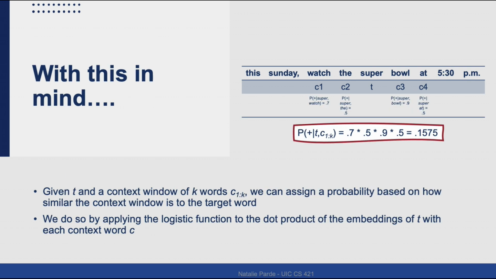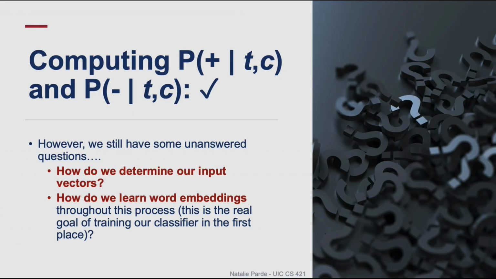This means then that we have all the ingredients we need to determine a probability based on how similar a context window is to the target word, and you can see that in action here. Ultimately, we're just taking the dot product of the target word with each context word C, and then taking the sigmoid of each of those dot products, and then taking the product of all of those sigmoids. So it's that simple. Now we know how to compute our probabilities.